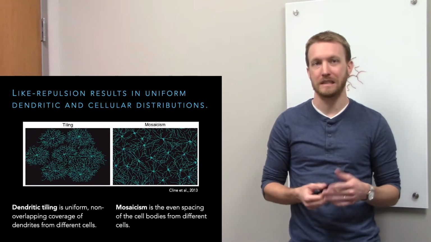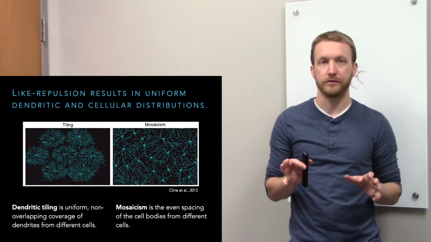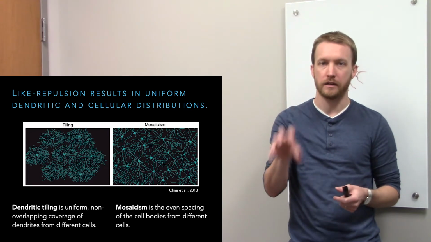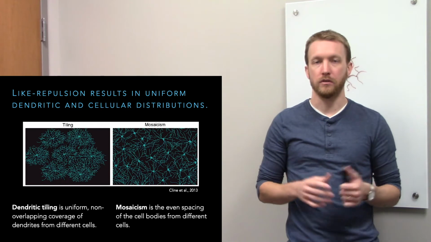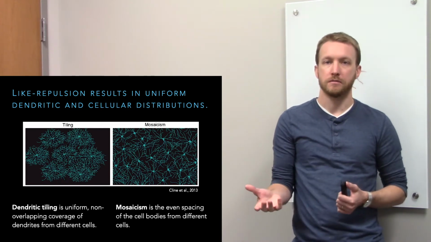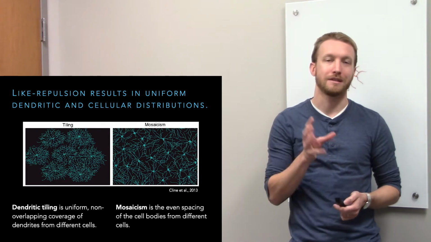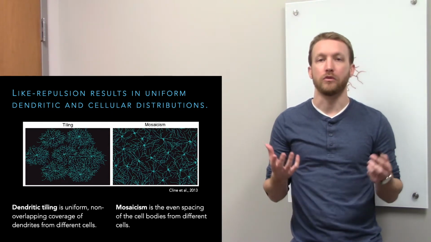And that's what we call dendritic tiling, where the dendrites repel themselves in the same cell and they occupy some little area. They're kind of like little tiles that you can arrange down to form a floor. The mosaicism that we see is the even spacing of the cell bodies. So mosaicism and dendritic tiling are going to work together to make sure that we have uniform coverage.